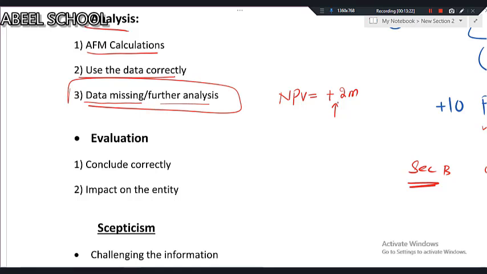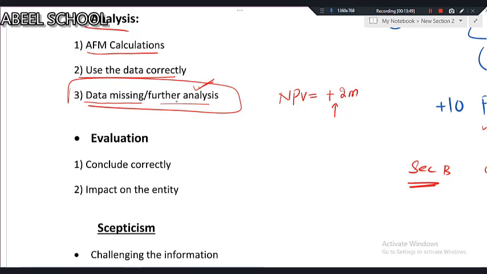before making the final decision, for this further analysis, you should add a few more things. You will be writing now in AFM that before making the final decision, the organization should perform sensitivity analysis on the key variables of this project. This is you mentioning the further analysis.